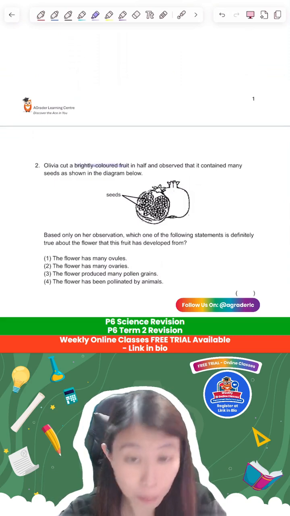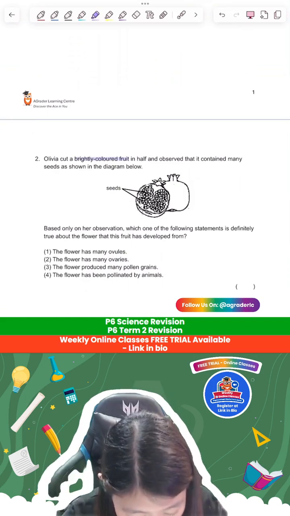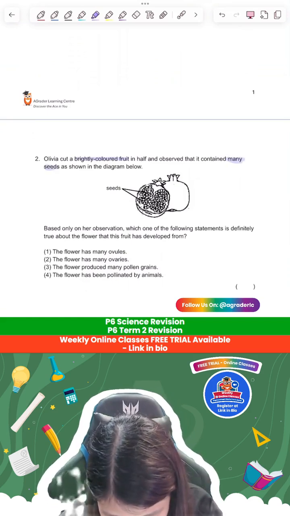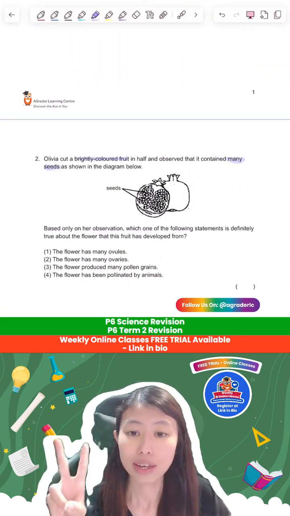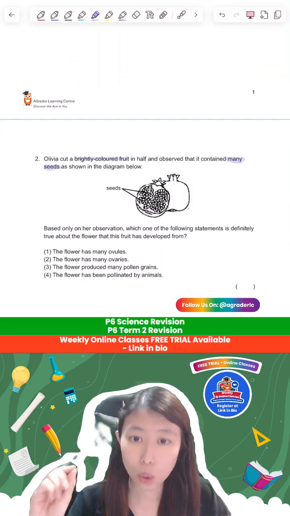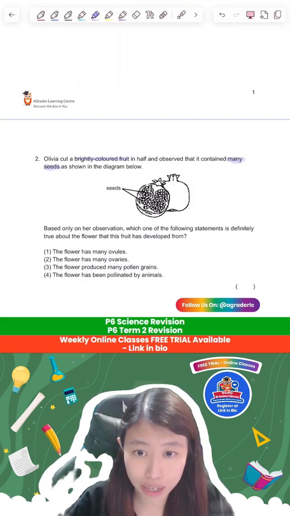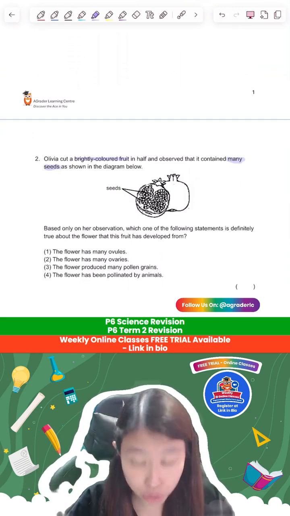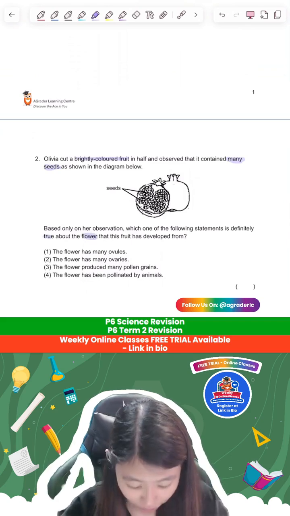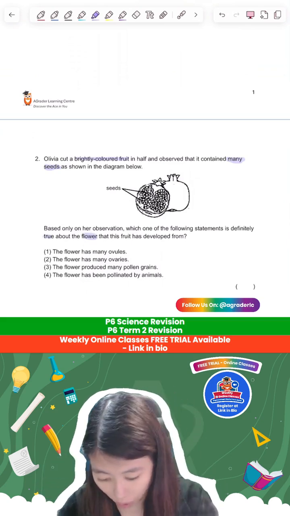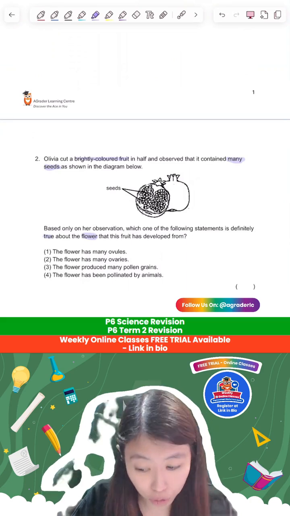Oliver cut a brightly colored fruit in half and observed that it contained many seeds as shown in the diagram below. So these are the 2 key things you need to look out for. They are asking, based only on her observation, which one of the following statements is definitely true about the flower that the fruits have developed from? Definitely true. So take note, we are focusing on the flowers here.